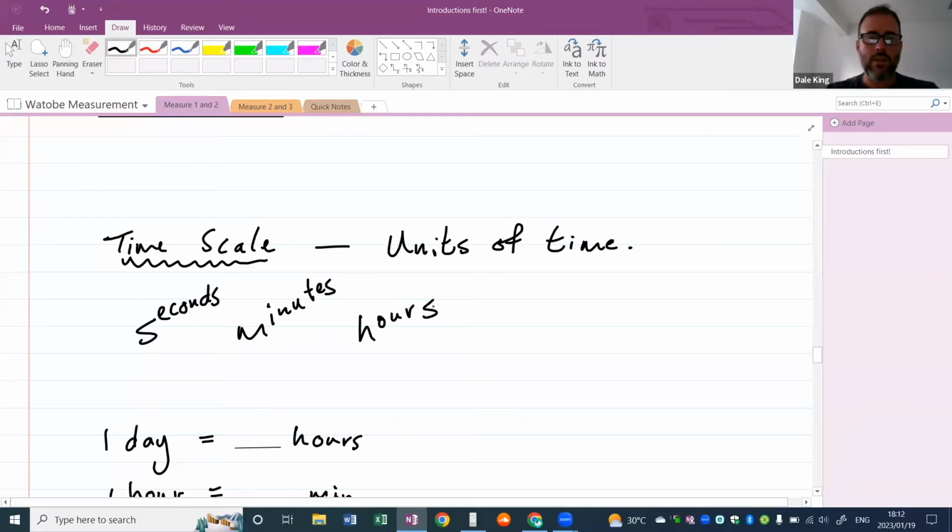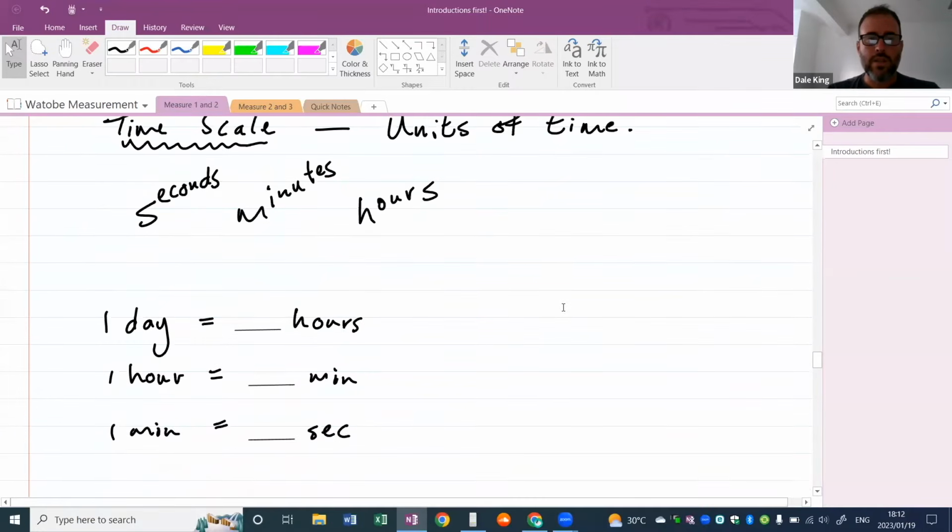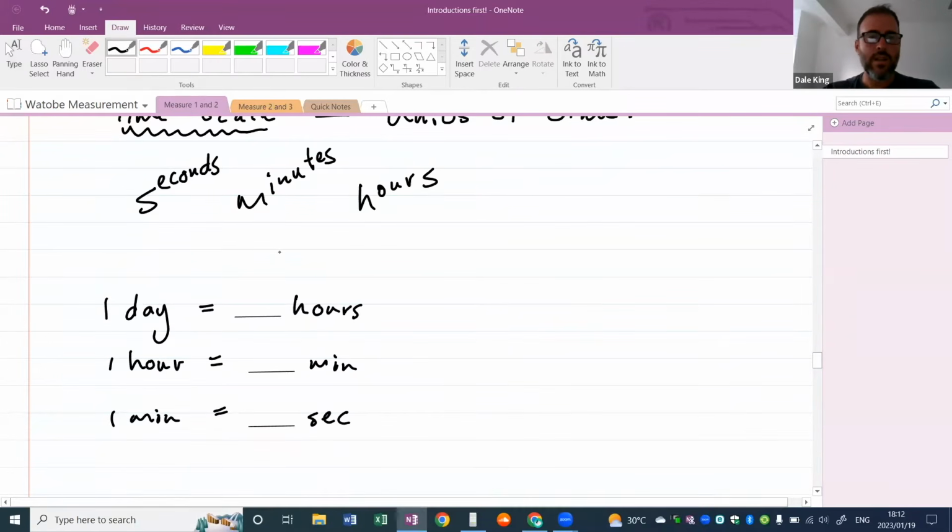And I want to test your knowledge here. I'm sure you all understand this, but let's just remind ourselves that 1 day equals 24 hours, 1 hour equals 60 minutes, and 1 minute equals 60 seconds.